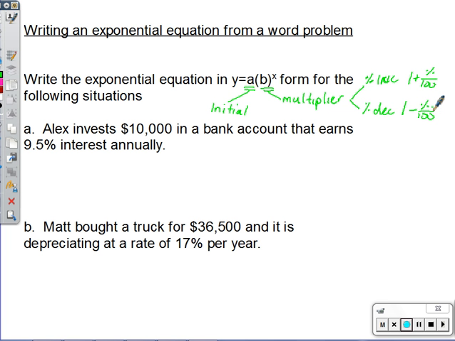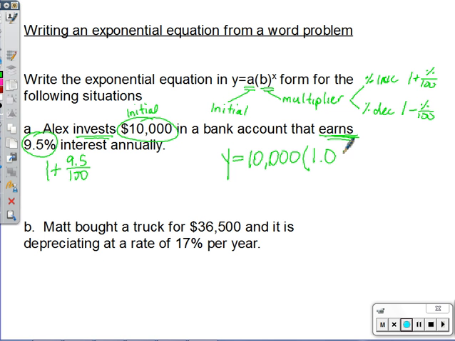Alex invests $10,000 in a bank account that earns 9.5% interest annually. So if I think about what that's going to look like, first of all, I have $10,000 as my investment. So that's the initial value. And then I'm earning 9.5% interest. That's going to be 1 plus 9.5 over 100. And the equation would be y equals 10,000 times 1.095 to the x power.